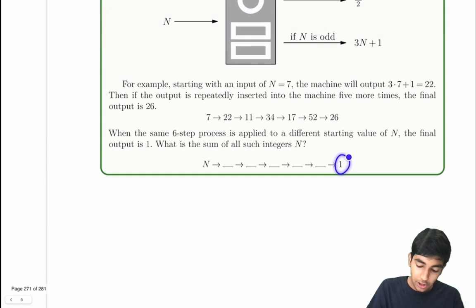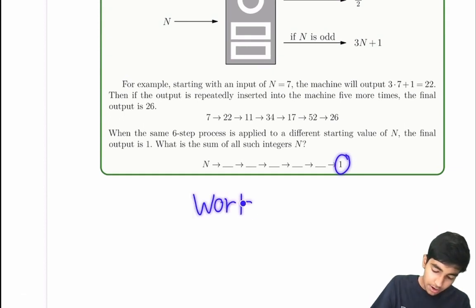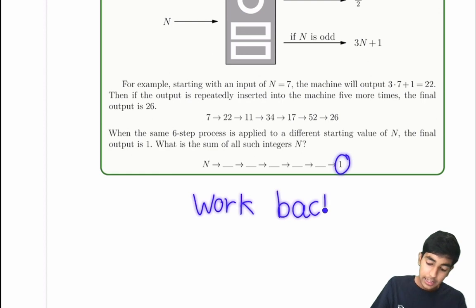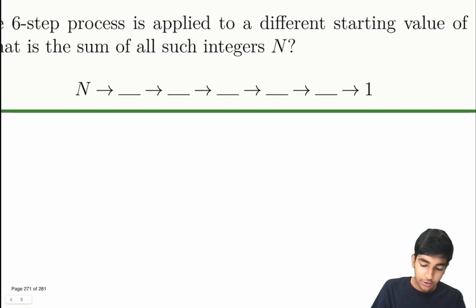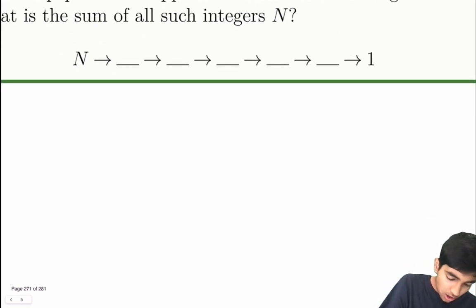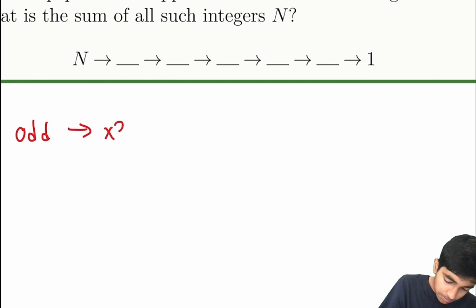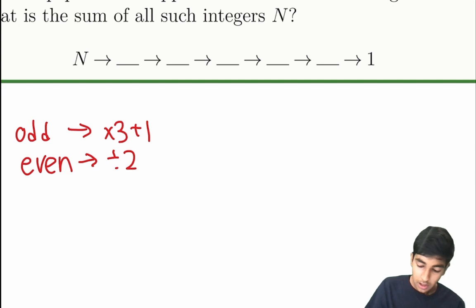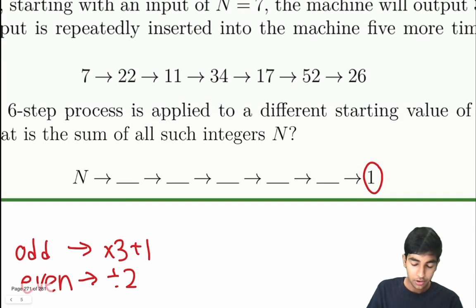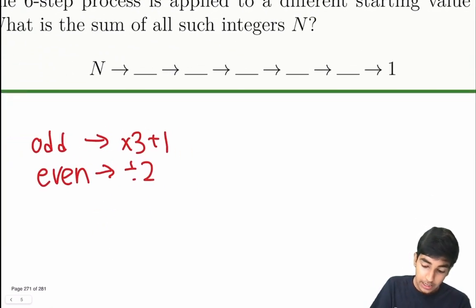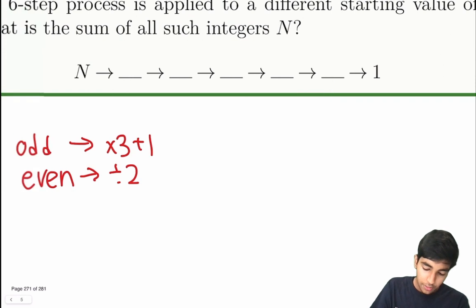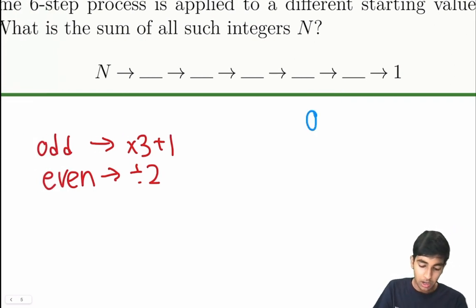Okay, so the key to this problem is to work backward. Because we know the final value, it's going to be much easier just to look at the possibilities for each position. So we're just going to zoom in here. We know our rules, right? Odd: times 3 plus 1, even: divided by 2. So what are the different ways to form 1? Well, if the number here was an odd number, then we could do 0 times 3 plus 1. If the number here was even, it would just be 2.